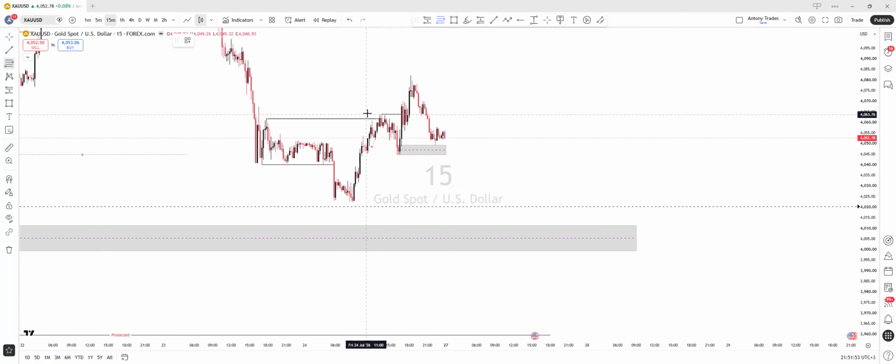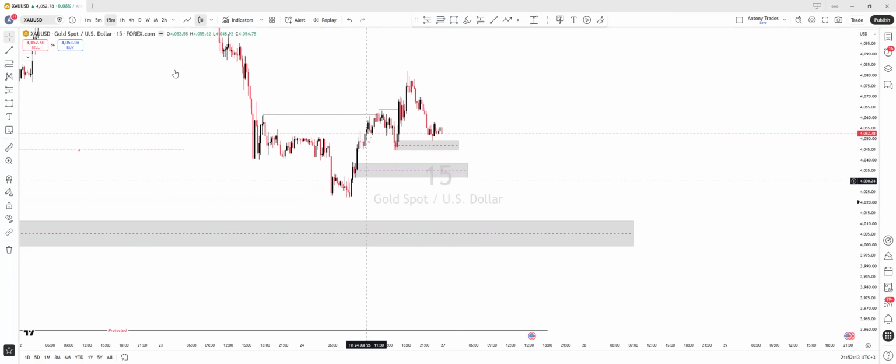But first of all, let's see whether this pullback came to the 50%. Let's see. Oh, we can see that this pullback never came to the 50%, though there is high chances that this demand zone will fail. Right. So if I have to mark the point, I have this order block down here. That is from the 15 minutes time frame.